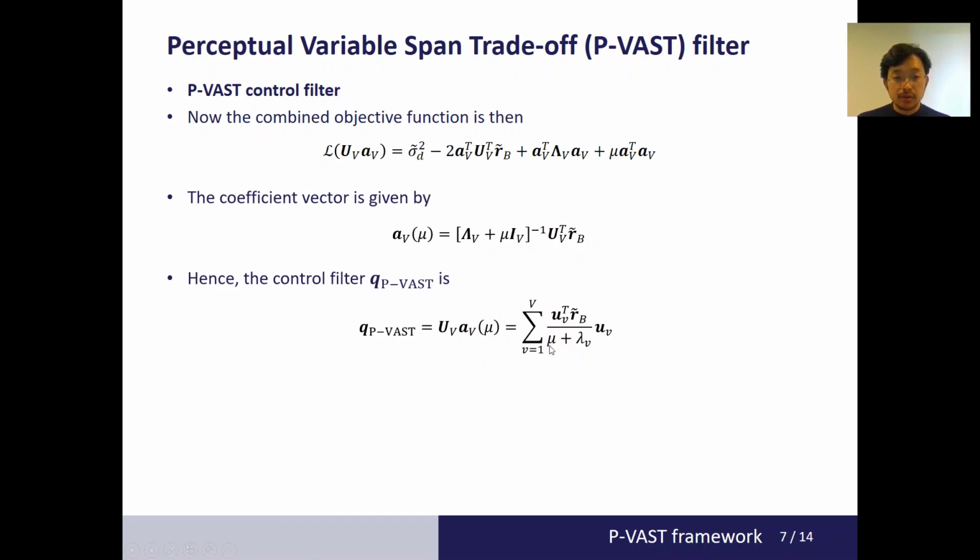Except for V and mu, all values are known, so V and mu are user parameters that the user can choose. And actually, these two user parameters give us a very flexible framework. Now let's see how flexible this framework is.